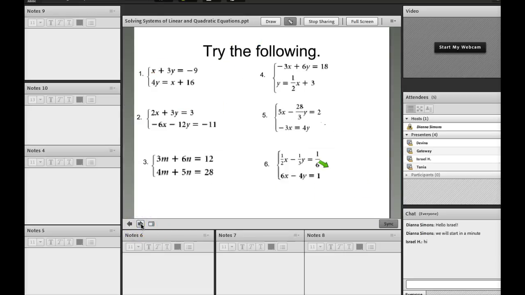Okay, we're not going to try these, but if you did, you could graph them. If you graph them, you have to solve for y first. And these are your answers.